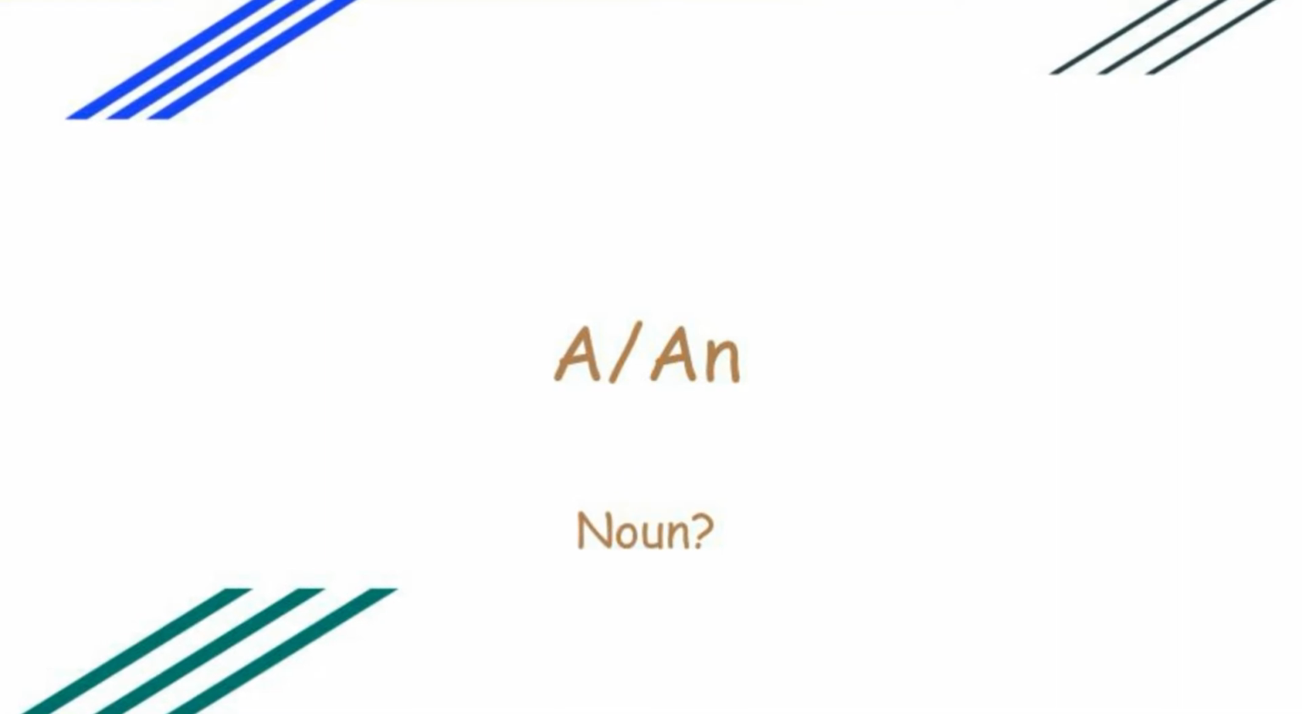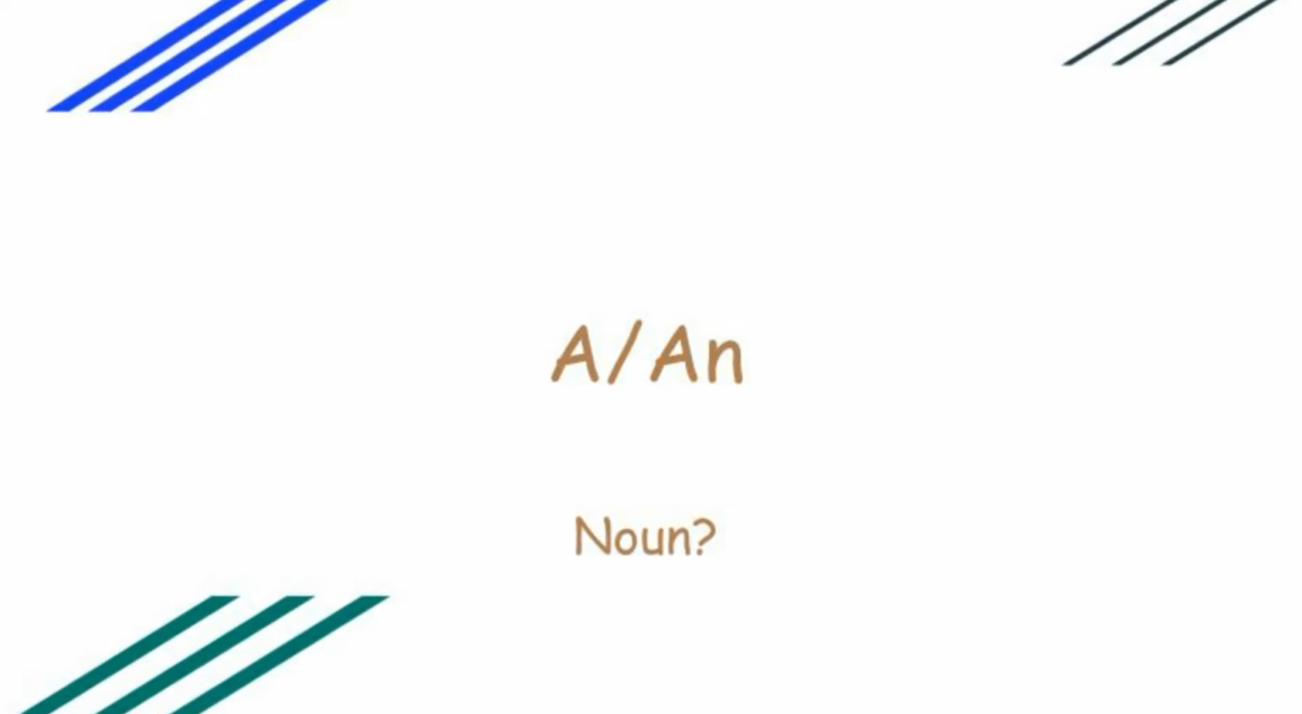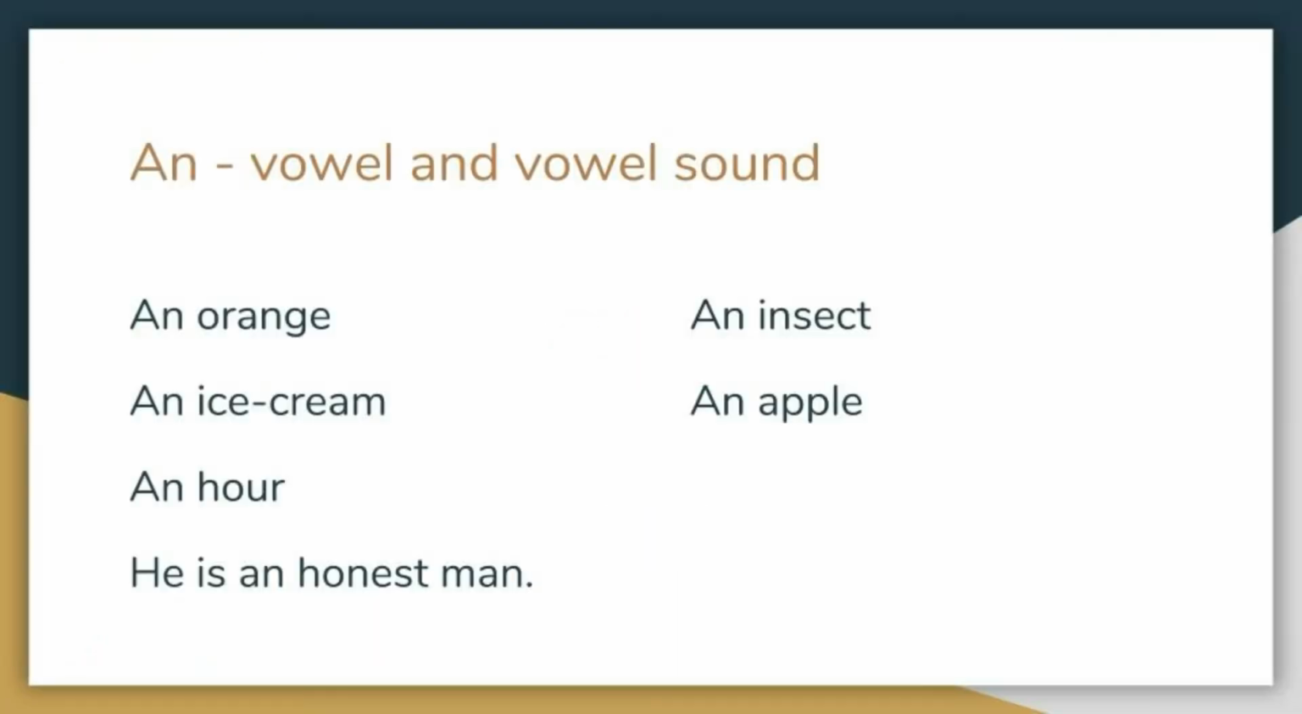So, let's get started. A or An comes before a noun. Now, what is a noun? Name of everything is said to be a noun. In other words, you can say that a noun names a person, place, or thing. And, well, we use an with singular nouns.